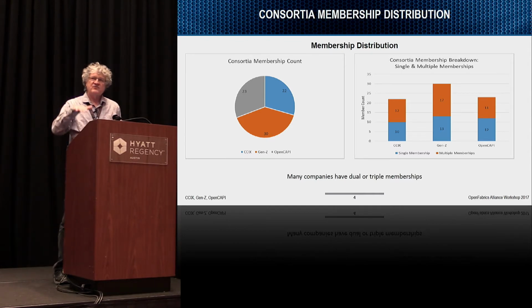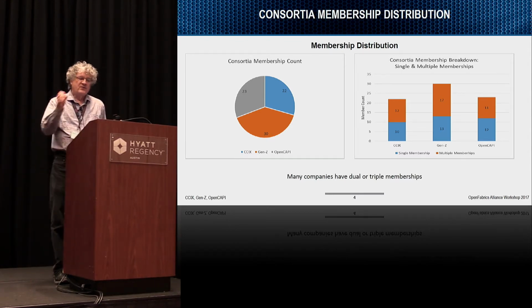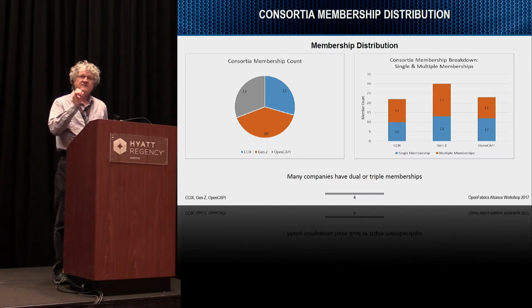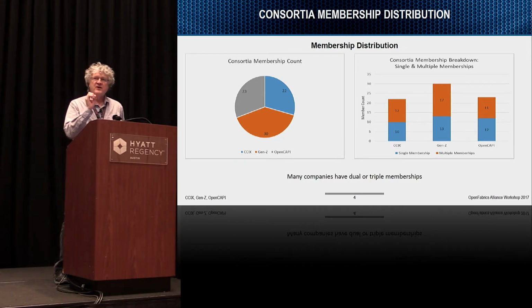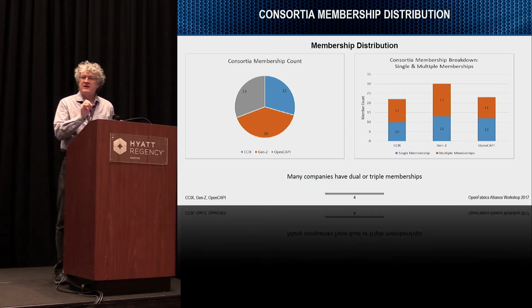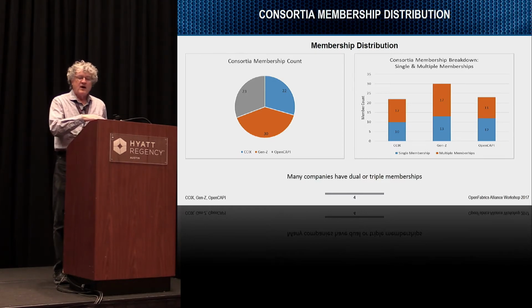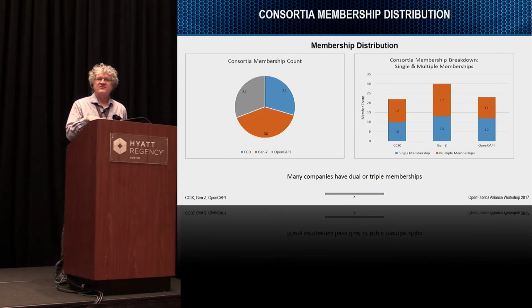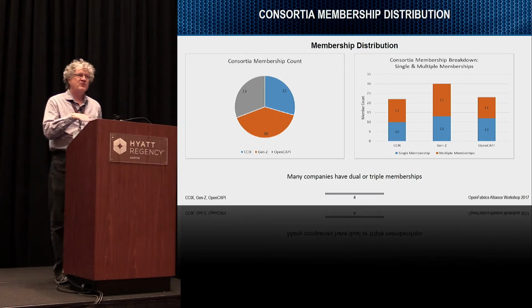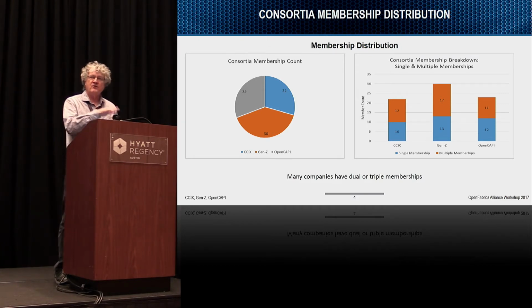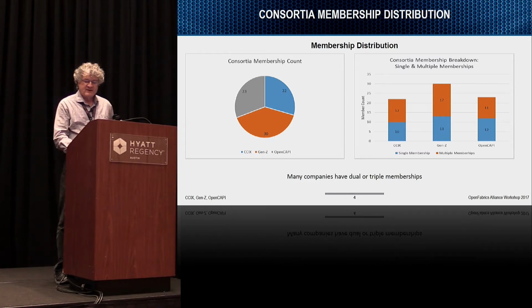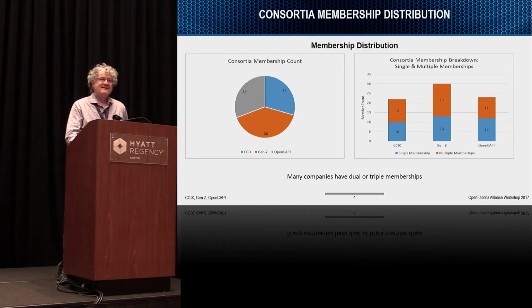Now on the right, I have stacked charts showing the composition of the organization in terms of companies that are only involved in that organization or companies that have memberships in one of the other 2. So you'll see almost half of each organization's membership is composed of member companies that are also members of one or two of the others. So, like I said, many companies have dual, and a few even have triple.